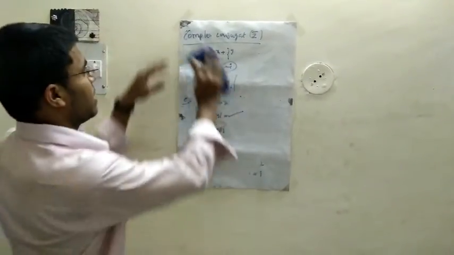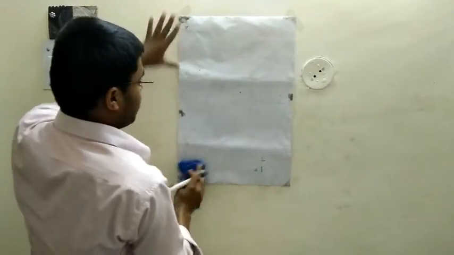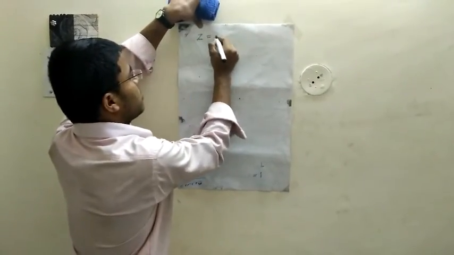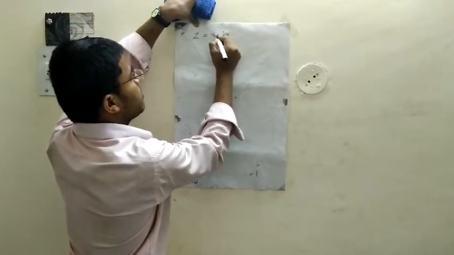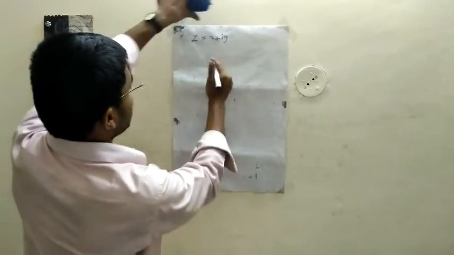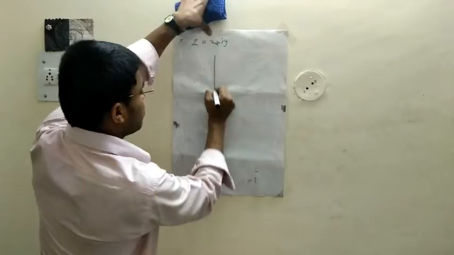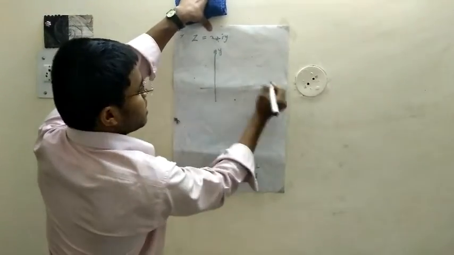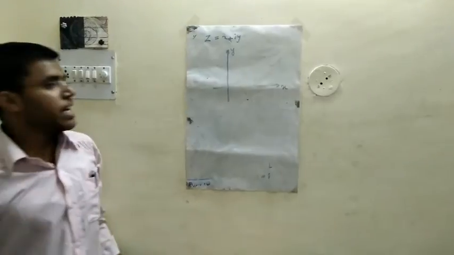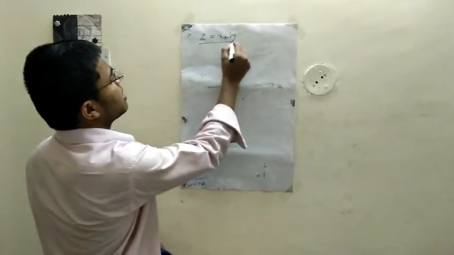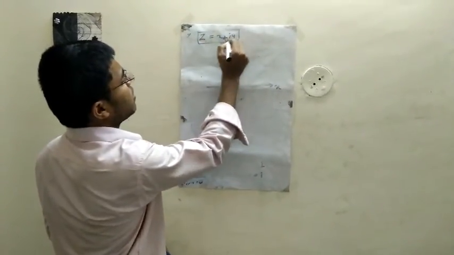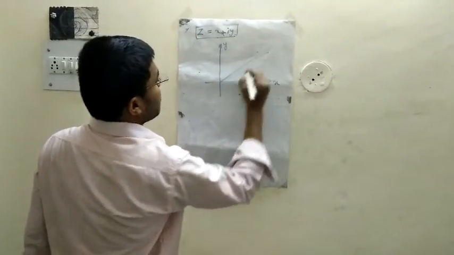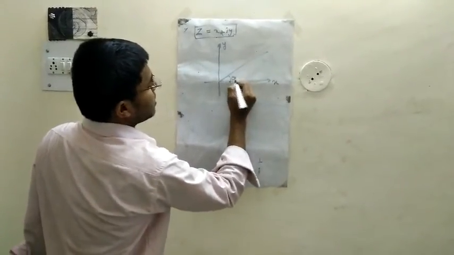Now I am going to explain the polar form. Suppose Z equals x plus iy. Now we know our coordinate system. This is the y axis, this is the x axis. This is in the form Z equals x plus iy, the linear form. So the line goes like this with some angle, which is theta.